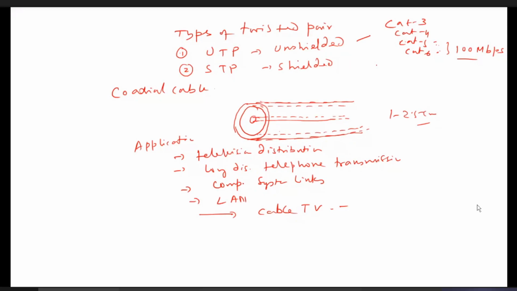But the principal constraints in this case are attenuation, thermal noise, and intermodulation noise. These are the main constraints in coaxial cables. The advantage is because it is shielded in nature, it is less susceptible to interference and crosstalk. But other impairments are there, like attenuation, thermal noise, intermodulation noise. So this is the coaxial cable. Next, you see the optical fibers.